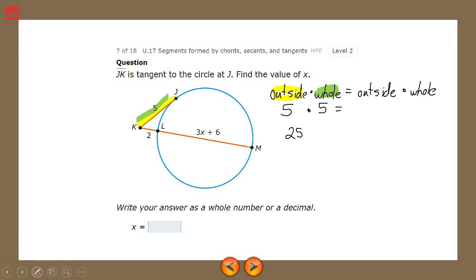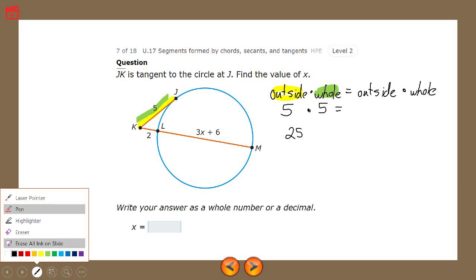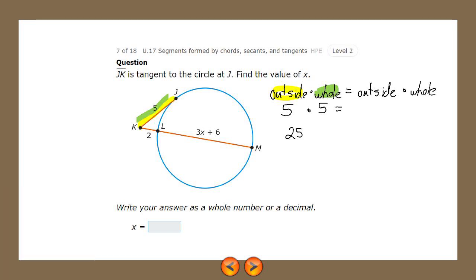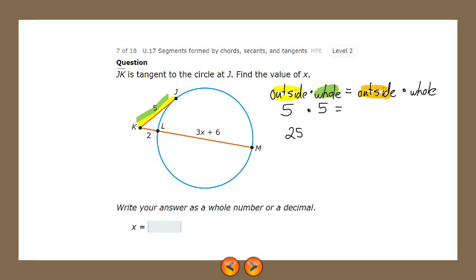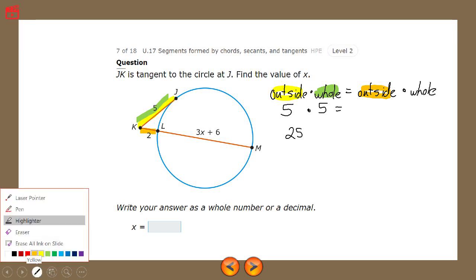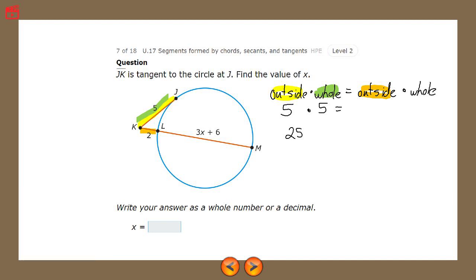Focusing on the other part. Pick a different color. Color orange. The outside part from K to L is just 2. And the total length from K to M, add those two things together. 3x plus 6 plus 2 is 3x plus 8. We're going to have to multiply those out.